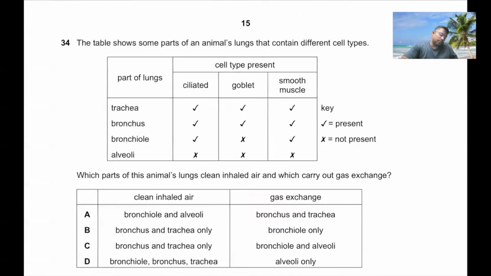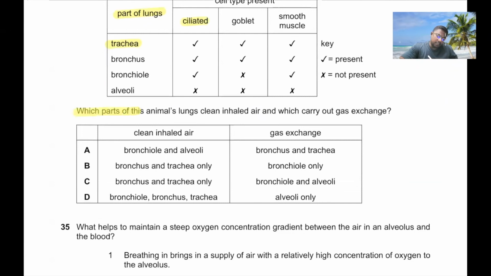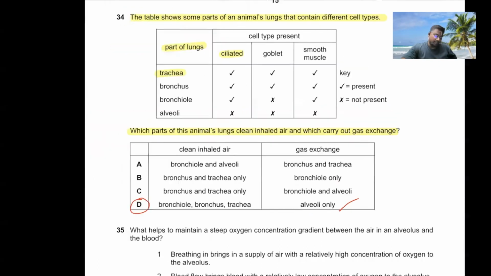Question 34. The table shows some parts of an animal's lungs that contains different cell types. Parts of lungs, trachea. Which parts of this animal lungs clean inhaled air and which carry out gas exchange? So gas exchange is carried out in alveoli, definitely. All right. So gas exchange is carried out in alveoli only. And clean inhaled air, bronchiole, bronchus, trachea, all of them clean inhaled air. So D is the correct answer.